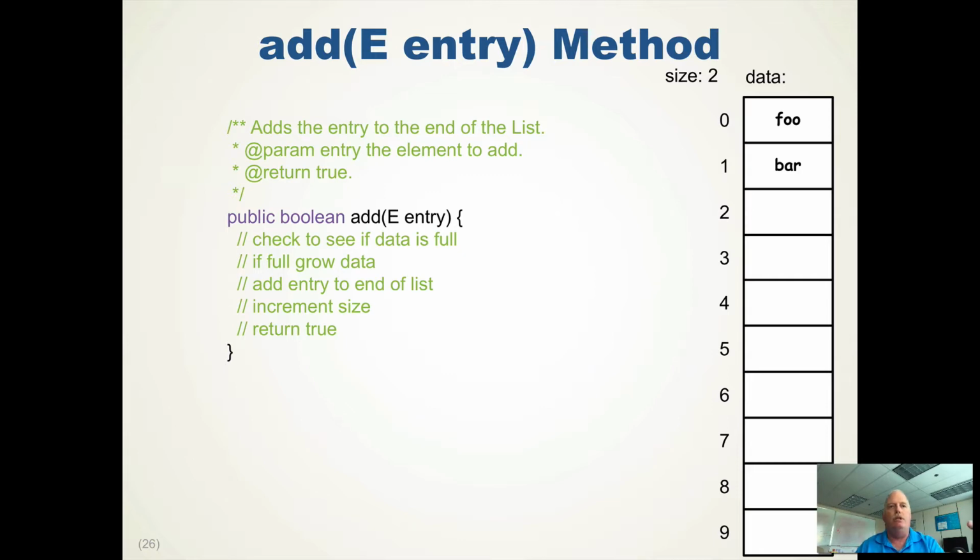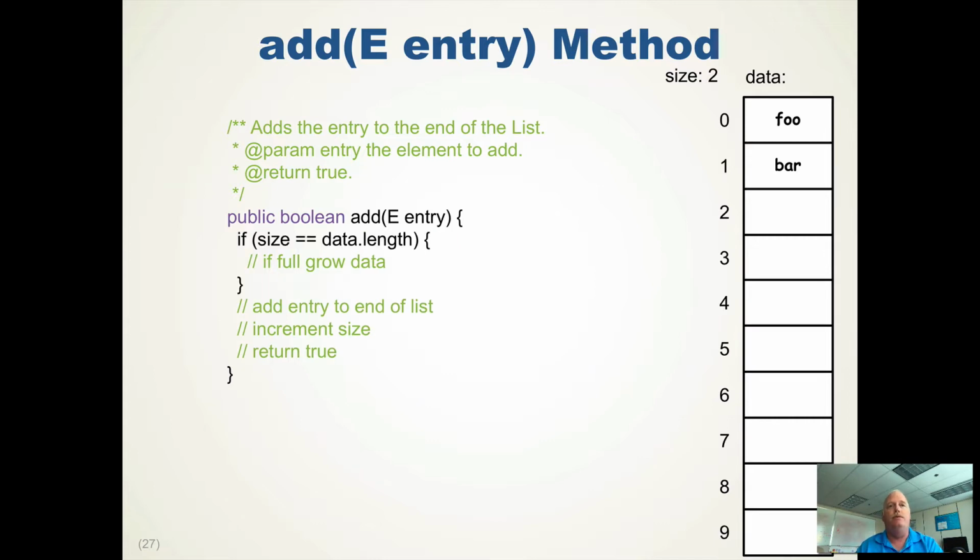So the first thing we need to do is check to see if it's full. If it's not full, then we continue on our merry way. If it is full, we have to grow the array by copying it from the current array into another copy that's larger than the current array. And then now we know we have room, so now we can go through and add the entry to the end of the list. Because we added something, we have to increment the size, and because the add method has a Boolean that says whether or not we're successful, we were successful, so we return true.